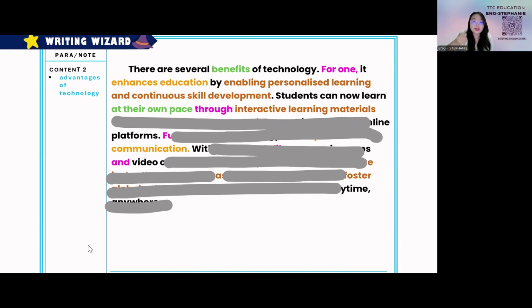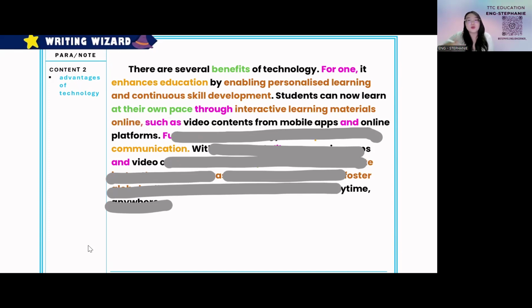And then you give me examples. You say personalized learning and continuous skill development, what is that? This is online learning, it means. And then you further explain more examples. So students can now learn at their own pace, right? Through interactive learning materials online. Give me examples now, such as video contents from mobile apps and mobile online platforms. Okay, so your flow is point, elaboration, example. The effect you don't need first because we haven't talked about the next advantages as well. So the effect we can do at the end.